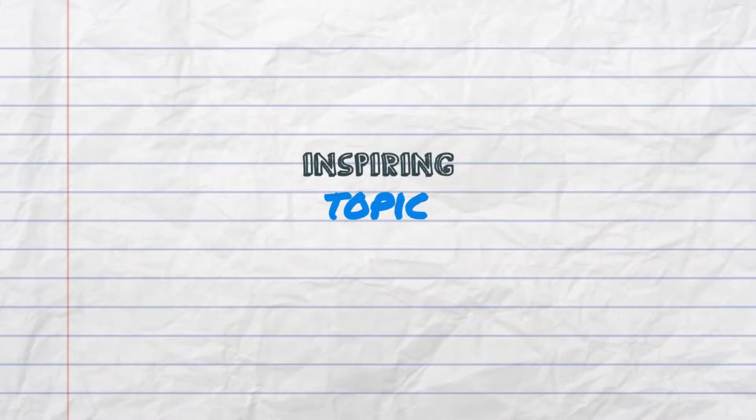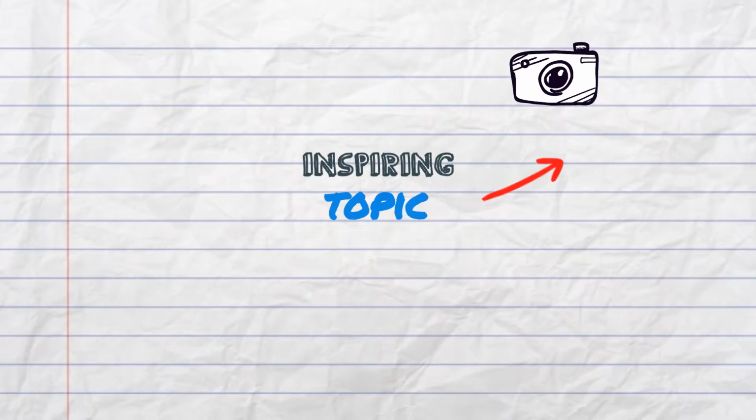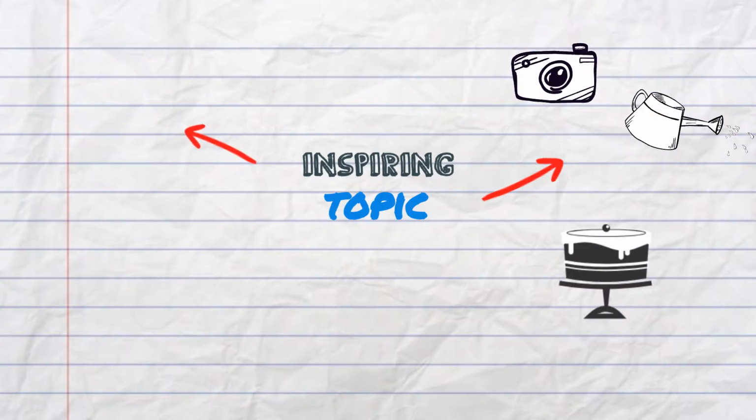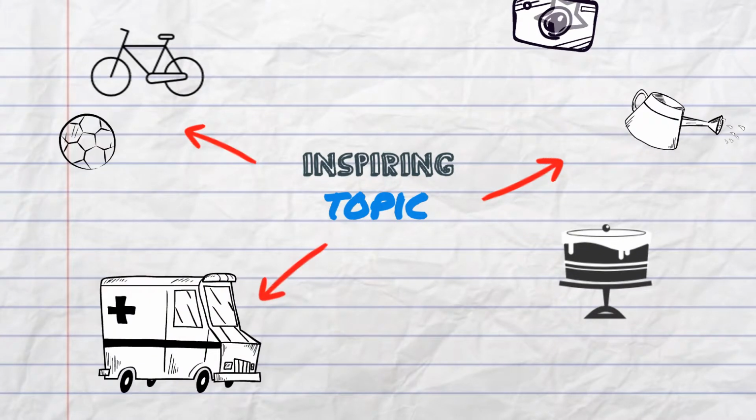Choose a topic you're interested in and that you could talk about with a friend. For example, you could talk about a hobby, a fitness activity, or an organisation or charity that you're involved with.